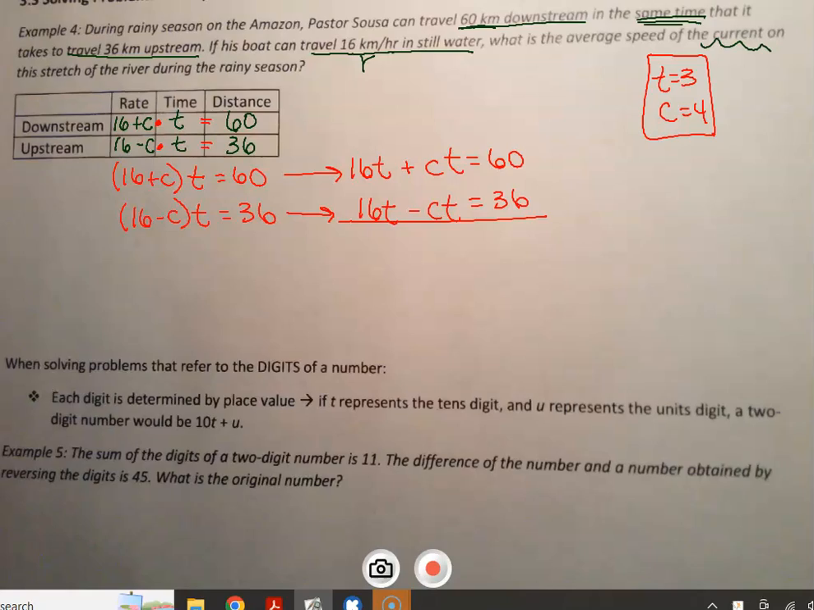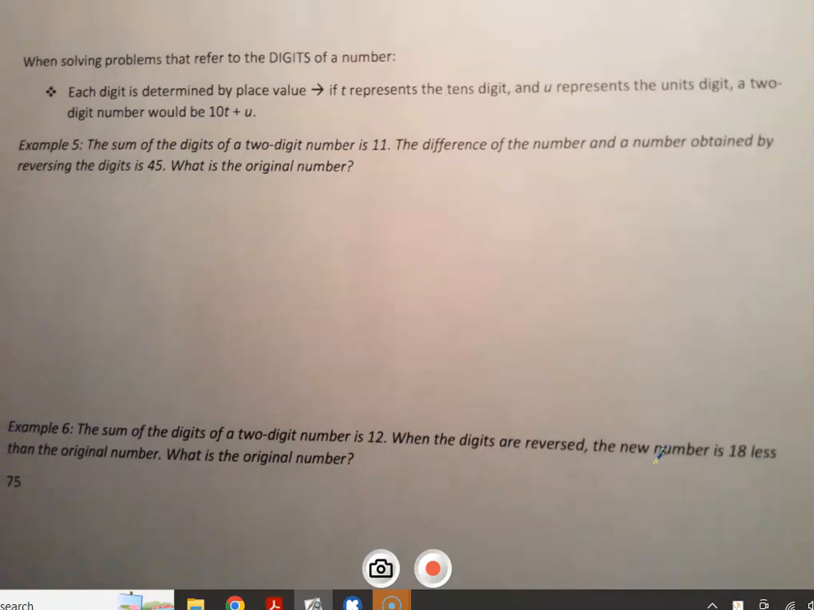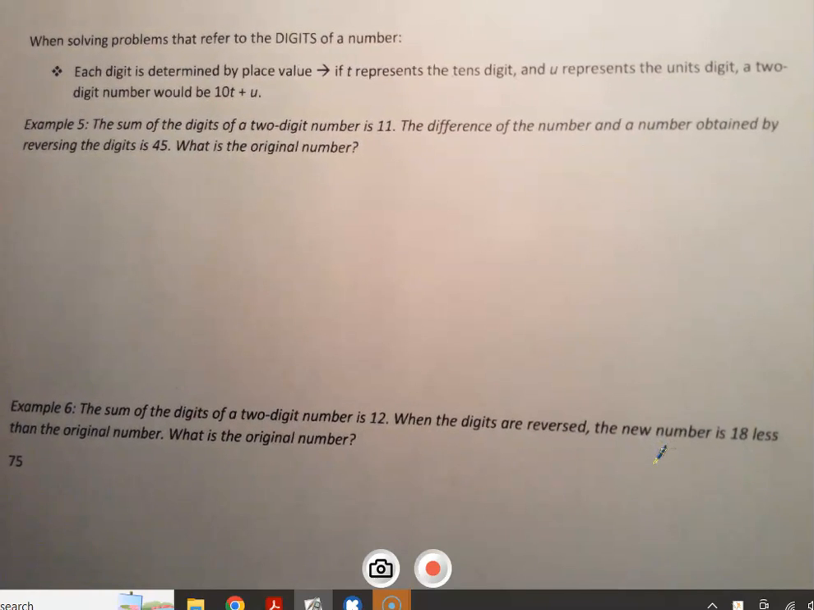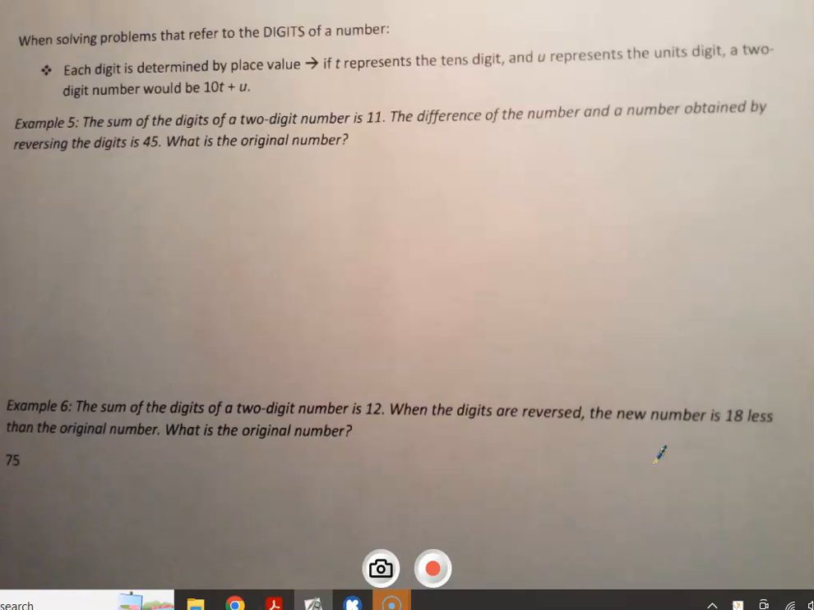Now we're going to start into some new territory. We have not done any digit problems, so there's a little bit of a note here, and that's all the book offered. When solving problems that refer to the digits of a number, each digit is determined by place value. So t is going to represent the tens digit, and u represents the units digit, or the ones place value. A 2-digit number would be 10 times t, because it's in the tens place, plus u.